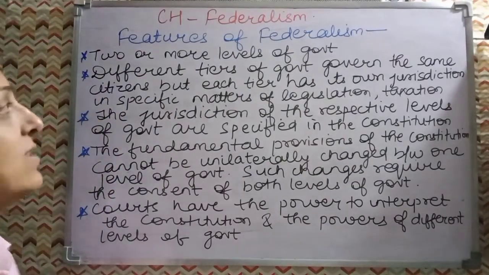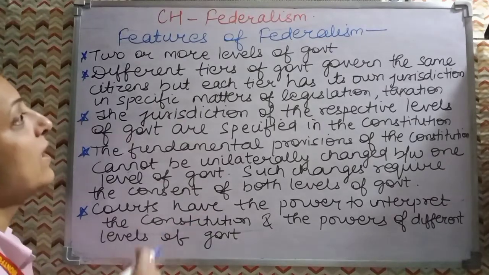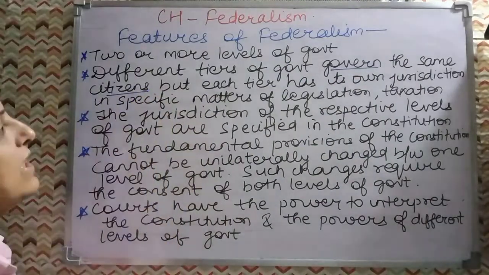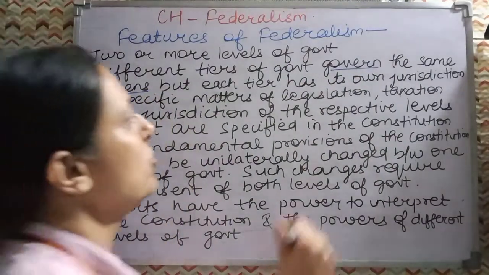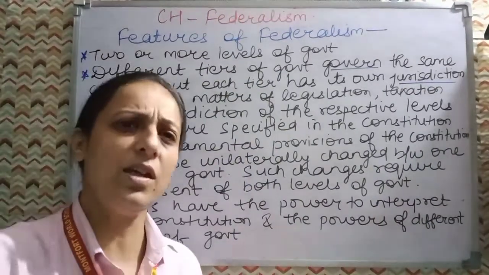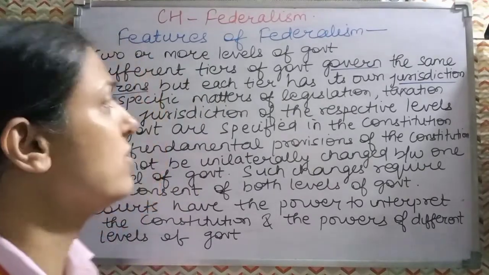Then the next feature is different tiers of government. Different levels of government govern the same citizens, but each tier has its own jurisdiction. What is the meaning of jurisdiction? Jurisdiction means the area over which someone has a legal authority. So that is the meaning of jurisdiction.